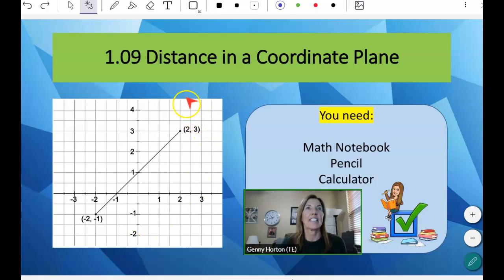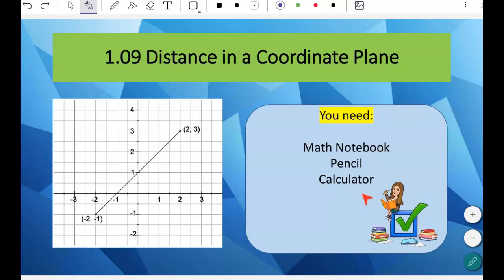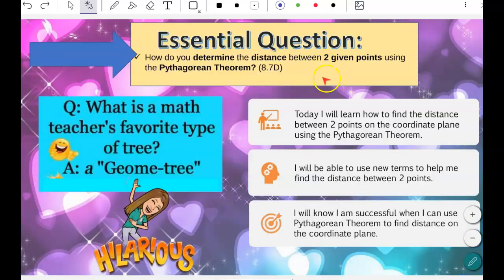All right, today's lesson is 1.09, distance in a coordinate plane. You will need your math notebook, pencil, and your calculator. Please make sure you're taking notes and working out the problems as we go through this lesson. All right, we'll go ahead and look at our essential question.